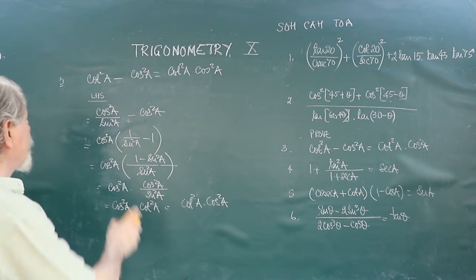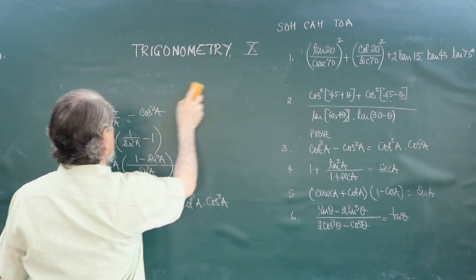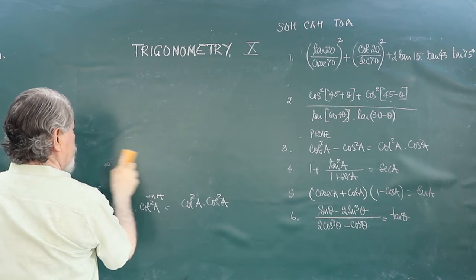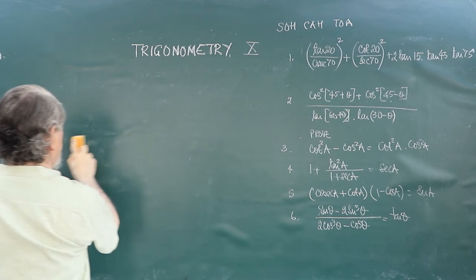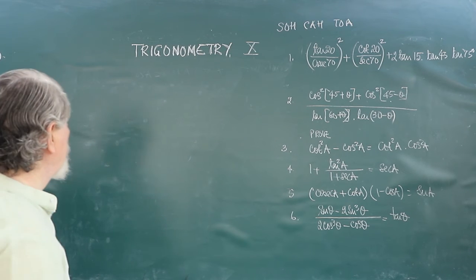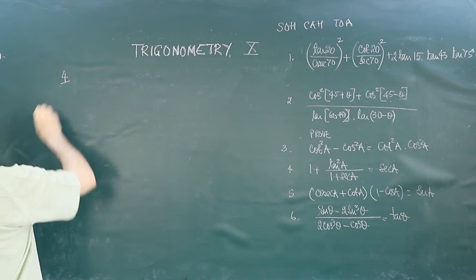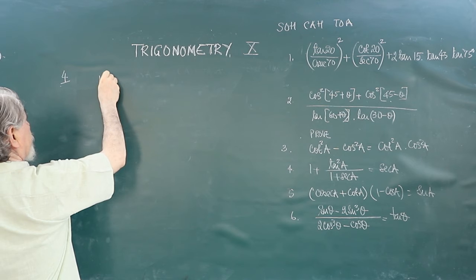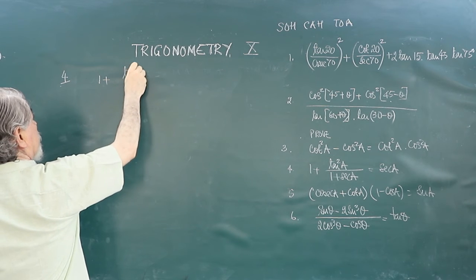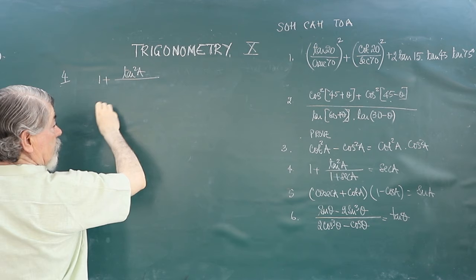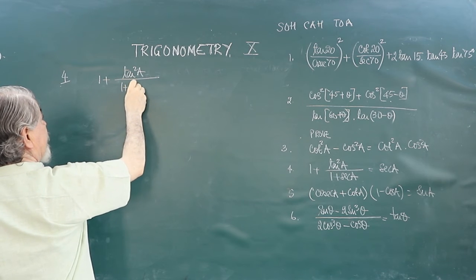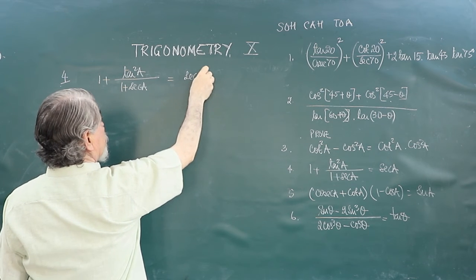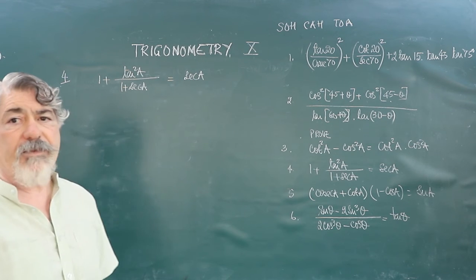Now let us see the fourth question. Fourth question is 1 plus tan square A upon 1 plus sec A is equal to sec A. We have to prove. So again we are going to start from the left hand side.